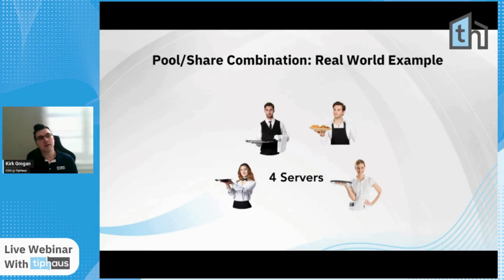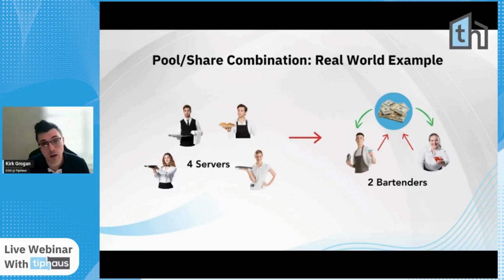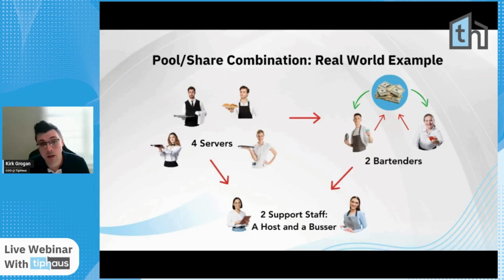complex. And this is going to be a combination of a tip pool and a tip share. This is a very common scenario we see with many of our customers in the real world. So in this restaurant, we have 4 servers that are working. We have 2 bartenders that are working, and we have a support staff of a host and a busser.